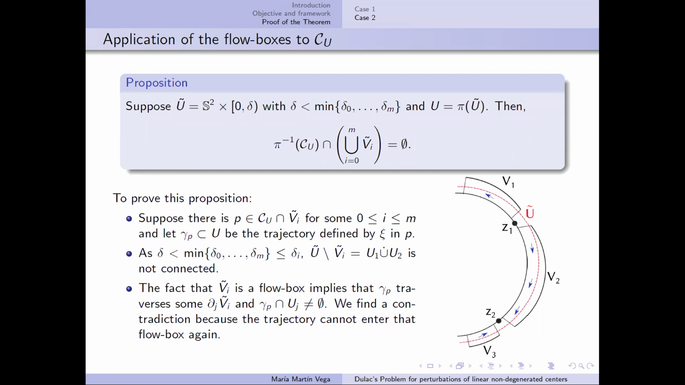So we define the trajectory, and as it's contained in the set of cycles, it should be a cycle. But we also have that the trajectory is living in, or going through, one of the faces of the flow box. And as delta is lower than the minimum of all these heights, we find that the neighborhood minus the flow box has two connected components. And as this is a flow box, the trajectories cannot enter back into the flow box through the same face. And we find a contradiction, because the orbit cannot be a cycle and enter into the flow box, since it would be in a disconnected component.